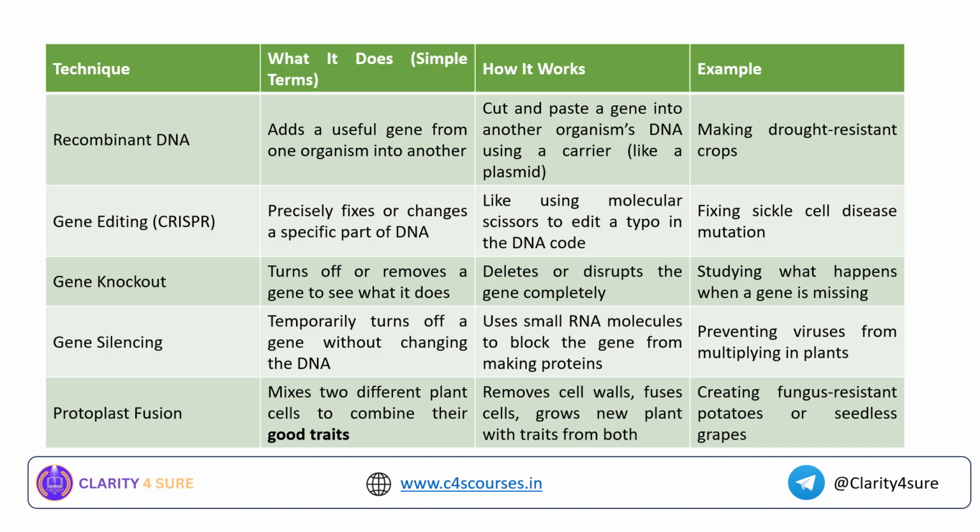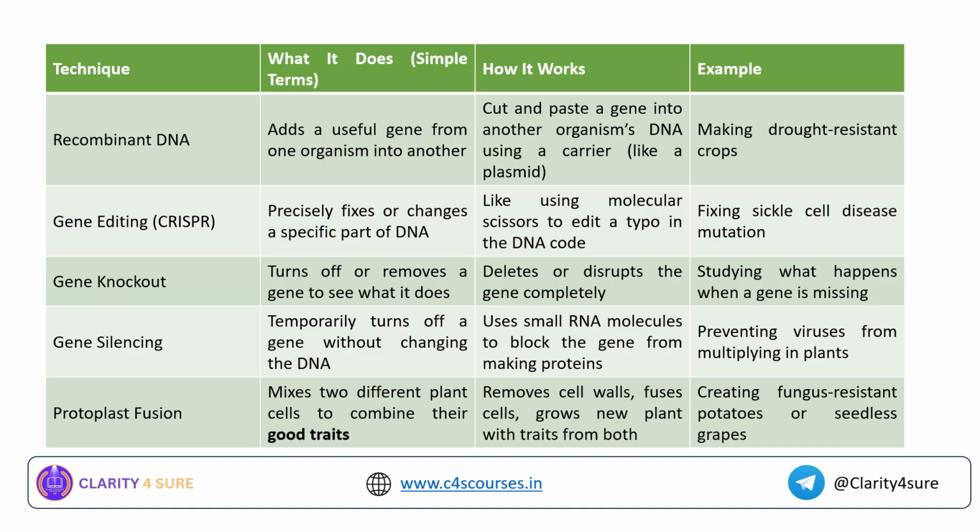Gene knockout is nothing but turning off or removing a gene to see what will happen in the absence of that particular gene. This is mostly used for study purposes. For example, if you take a crop and the crop has a certain trait.